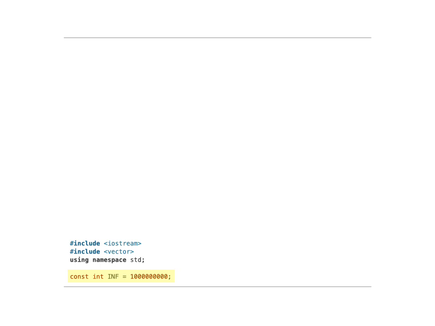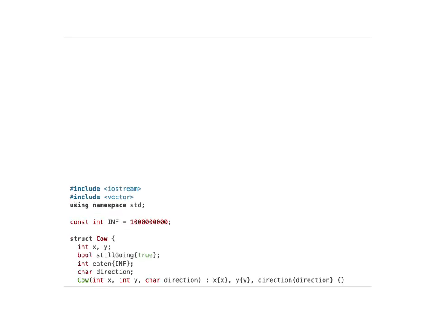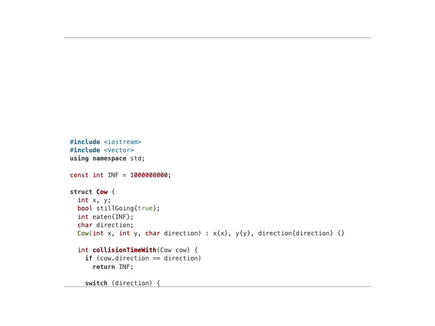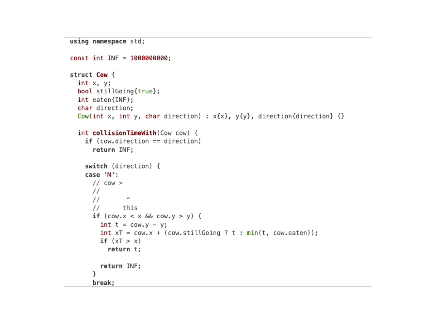Here, we define infinity using a value that cannot be encountered in the tests. And here, we create a representation of a cow. To simplify things later on, here is a method that returns the time that a given cow is blocked by another cow. As we discussed, if the other cow is facing the same direction, then it is impossible for the other cow to block this cow, so we return infinity.